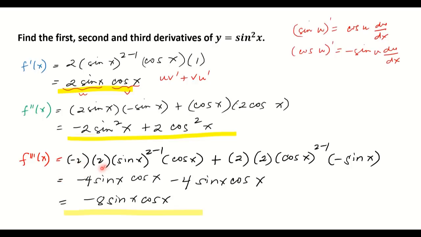Simplifying, this would be negative 2 times 2, we have negative 4, sine x, 2 minus 1 is 1, and then cosine of x, and then we have 2 times 2 times negative 1, we have negative 4, then sine x cosine of x. And simplifying this, we have negative 4 sine x cosine x minus 4 sine x cosine x is negative 8 sine x cosine of x. So this is now the third derivative of sine squared x.